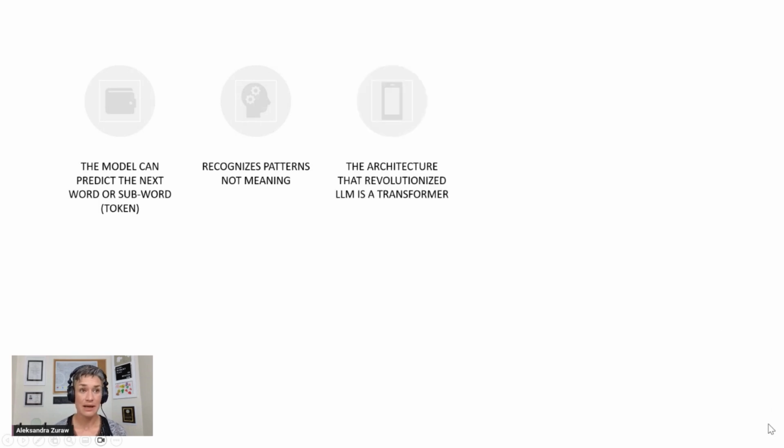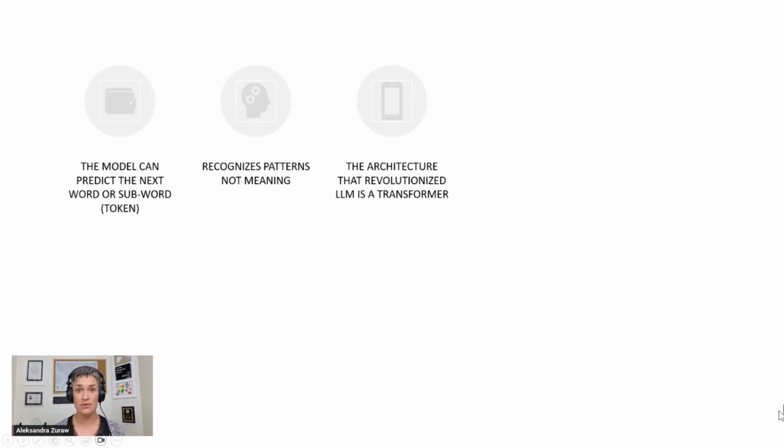So working with those tokens makes this model derive logic from a lot of structured data it was trained on, from a lot of text, without knowing the meaning. So they can recognize patterns, not meaning. I've mentioned that several times. And the architecture that revolutionized the large language model is a transformer. A transformer transforms something into something else, for example, text in French into text in English. I'm going to show you a super simplified view of the architecture.